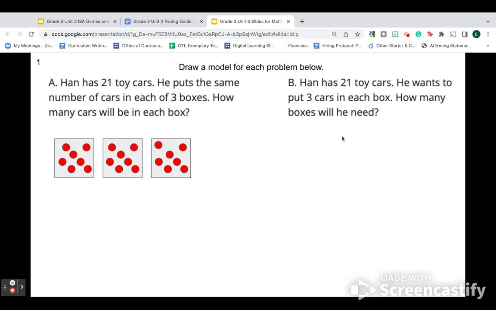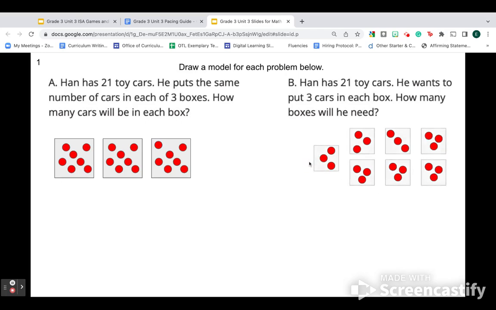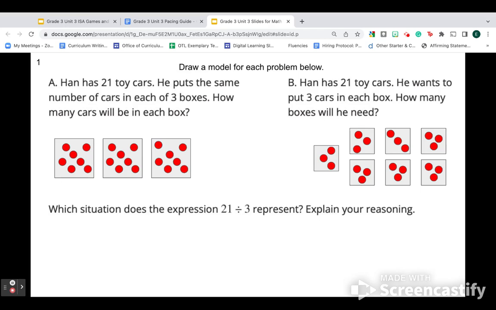In contrast, over here, I don't know how many boxes to lay out, but I know that I need groups of 3. So I could deal out those groups of 3. It's kind of like, or it is, repeated subtraction. My 21 toy cars have all been used, and there are 7 total groups. Both of these problems, both of these models, represent the problem 21 divided by 3.